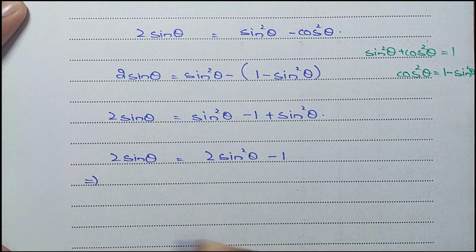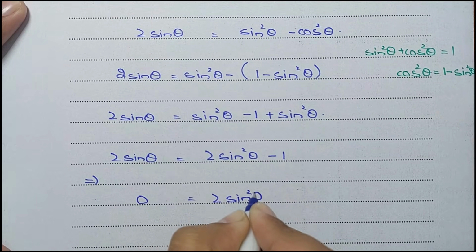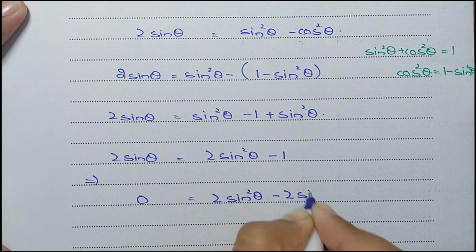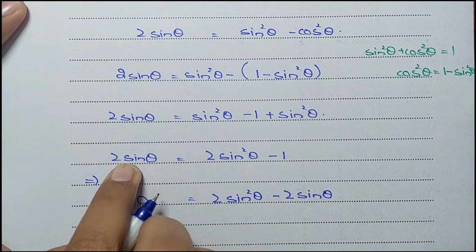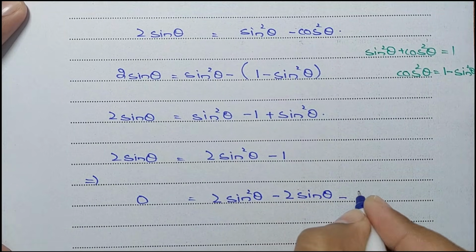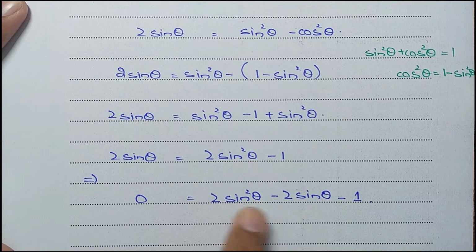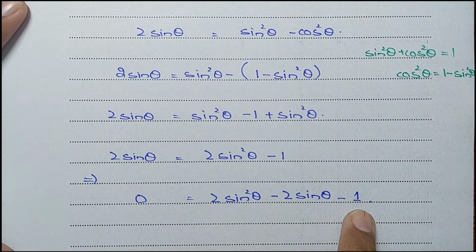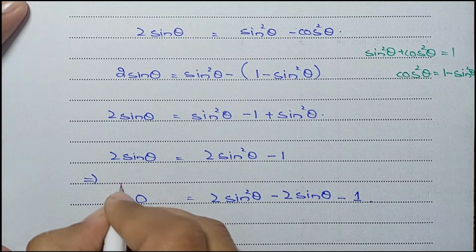Shift everything to the left. So 0 would be equal to 2 sine square theta minus 2 sine theta. When you shift to the right side, sorry, this is negative, and minus 1. So we have expressed it as a sine square theta plus b sine theta plus c equals 0, where a is 2, b is minus 2 and c is minus 1. They are integers.